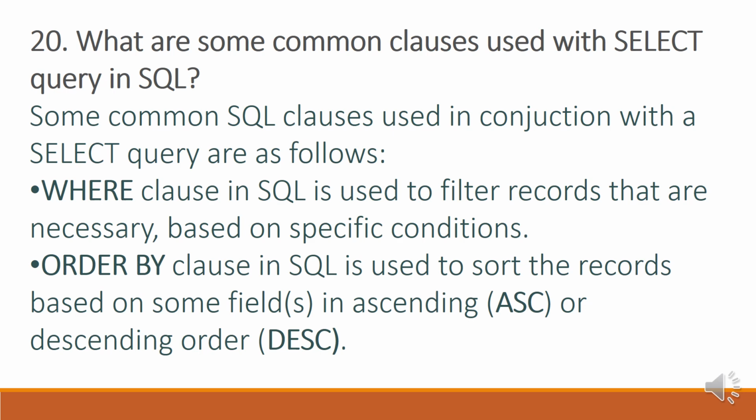What are some common clauses used in a select query in SQL? This is the most important question, and every SQL student must be aware of it. Some common SQL clauses used in conjunction with the select query are as follows. Where clause: the where clause in SQL is used to filter records based on a specific condition. Order by clause: the order by clause in SQL is used to sort the records based on some fields in ascending or descending order.